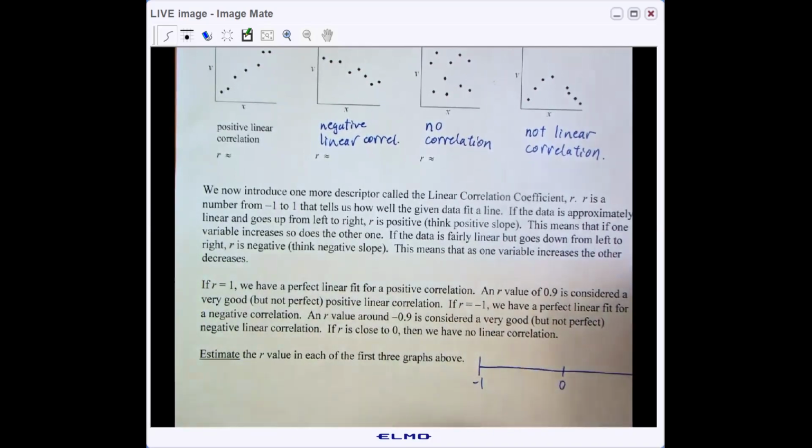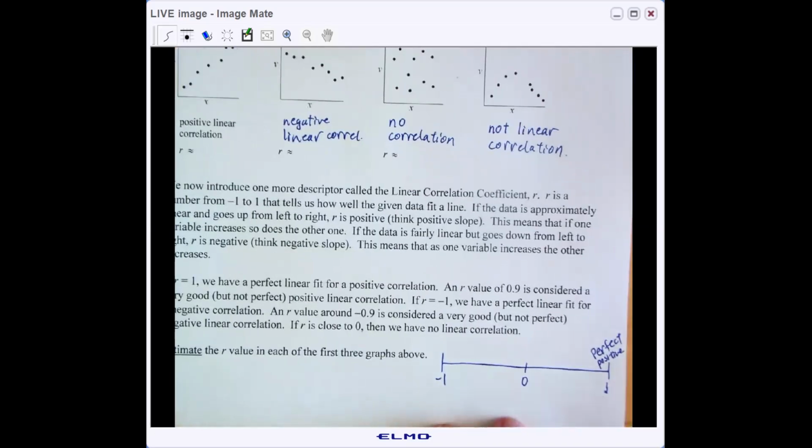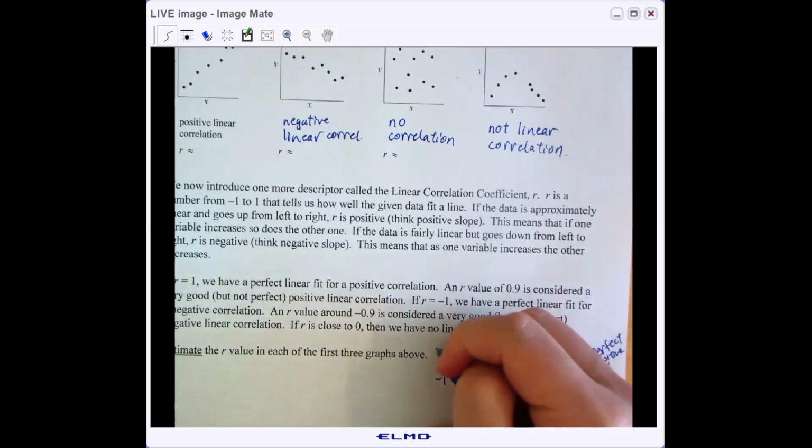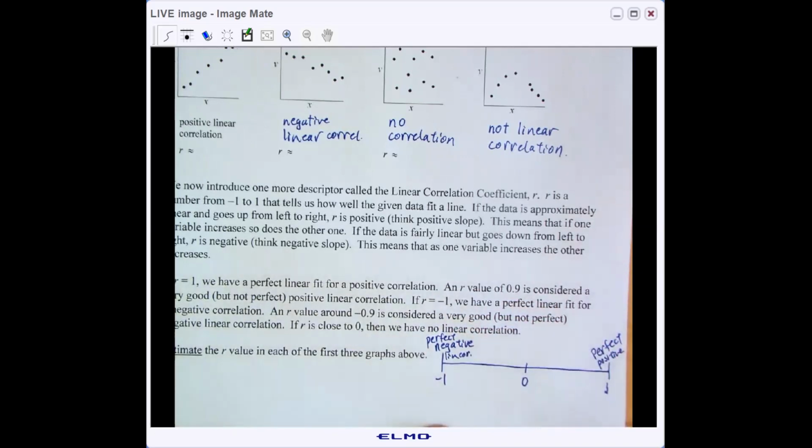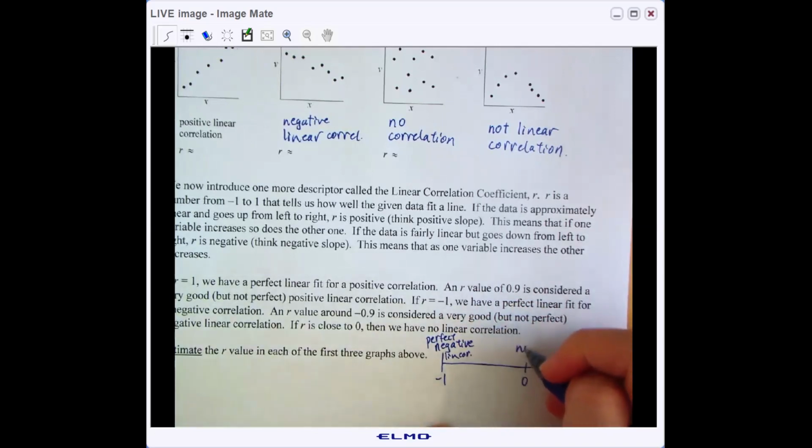If r equals 1, that is a perfect positive linear correlation. Oops, let me move that over so you can see it. If r equals -1, we get a perfect negative linear correlation. Okay. And if r is close to 0, then we have basically no correlation. No linear correlation, that is.